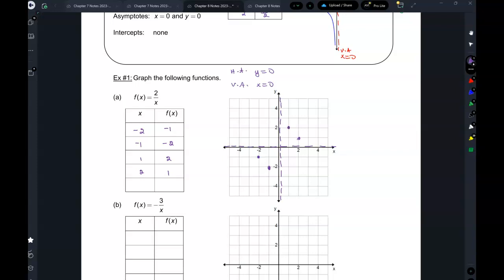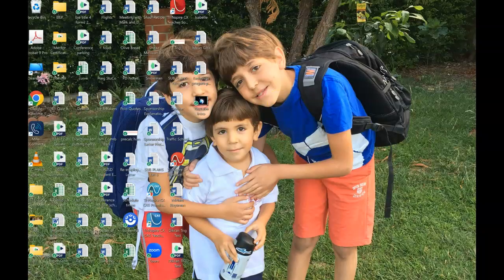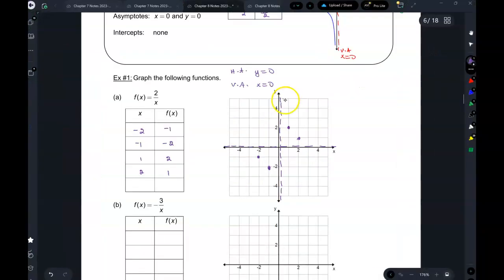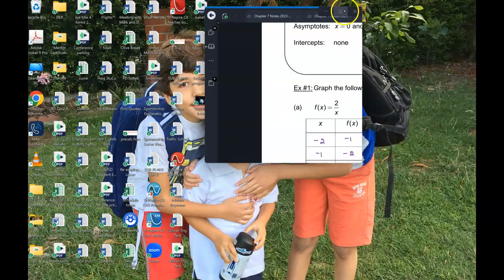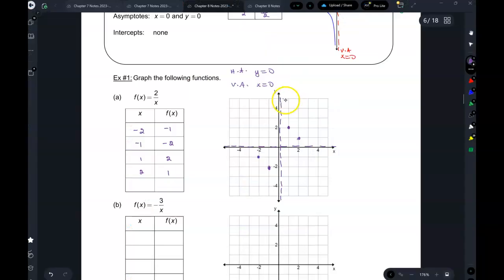Okay. So just like we knew what exponential functions looked like, decay and growth, you should know that here it's going to follow the vertical asymptote.